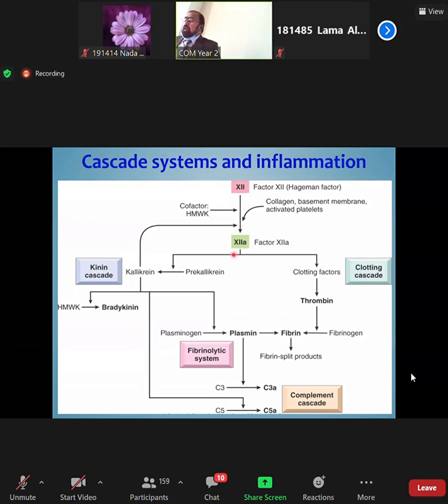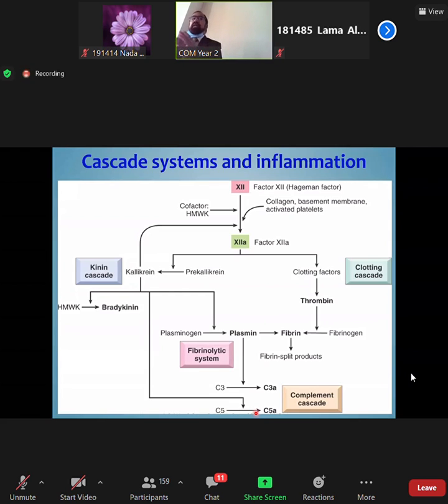This 12A goes on the right side and it causes clotting factors, and the cascade starts by activating thrombin, and this thrombin converts fibrinogen into fibrin. Now this fibrin is a clot. So now the clot is formed. On one side the clot is formed, and on the other side you have to dissolve this clot also.